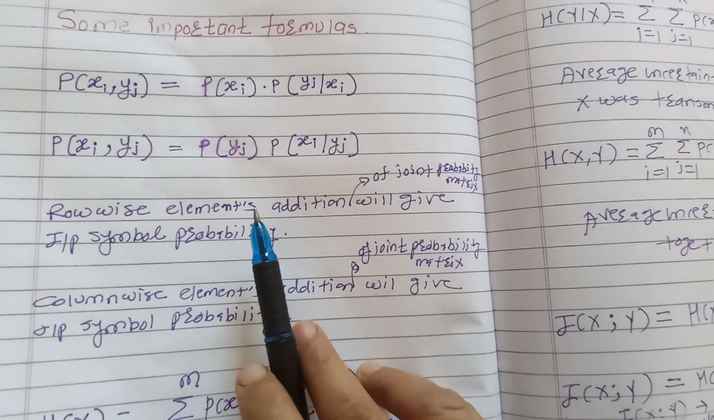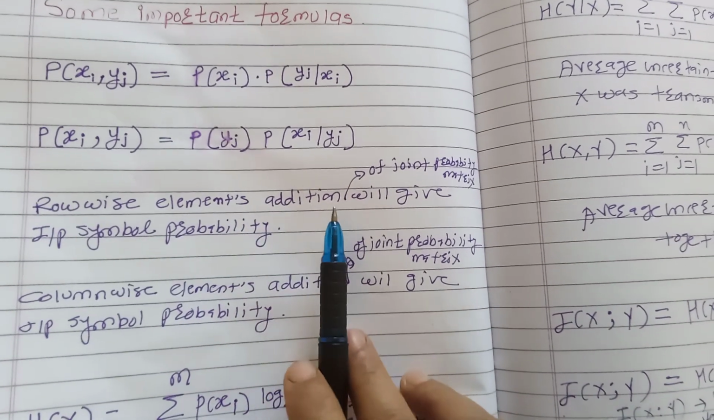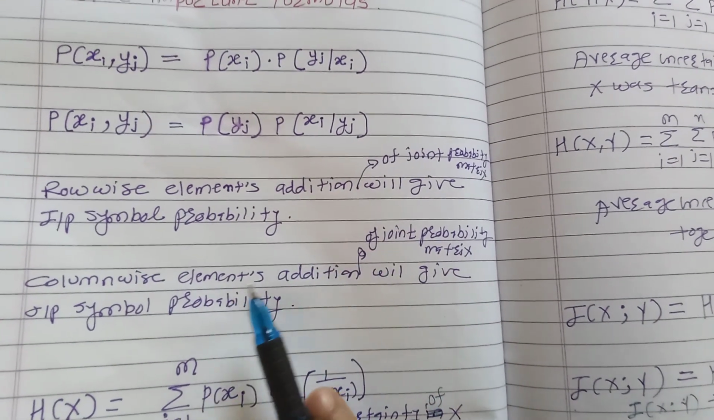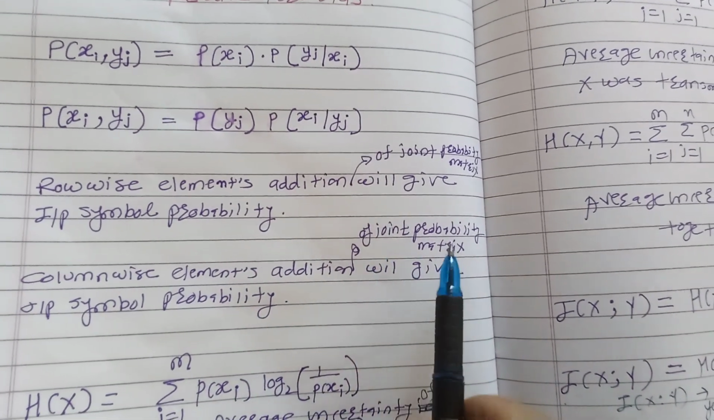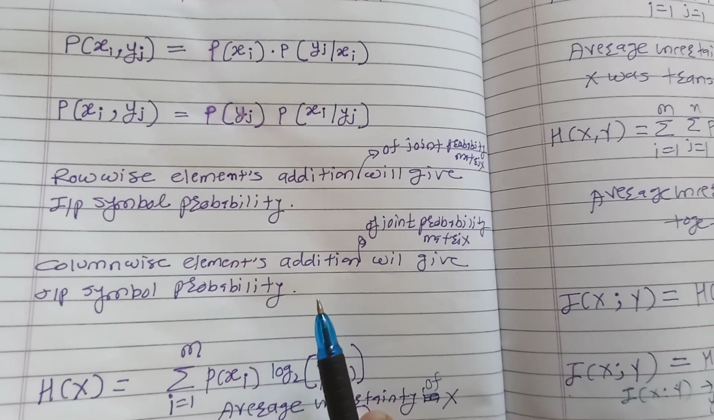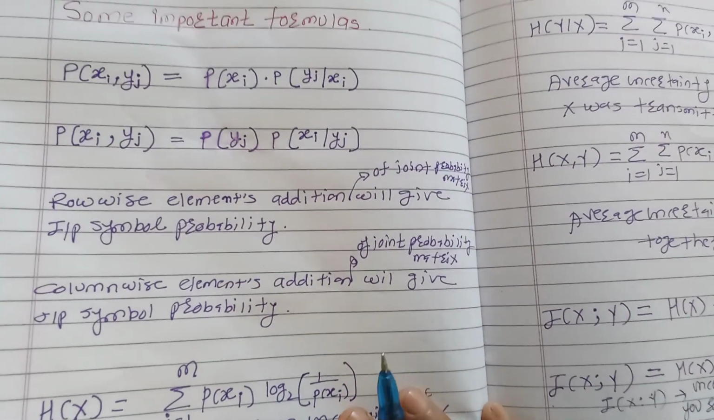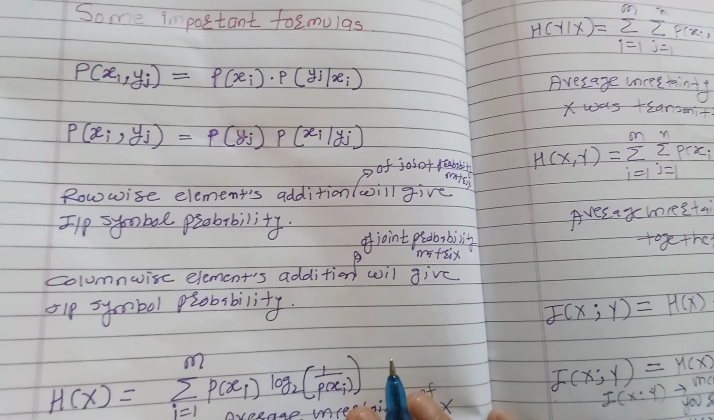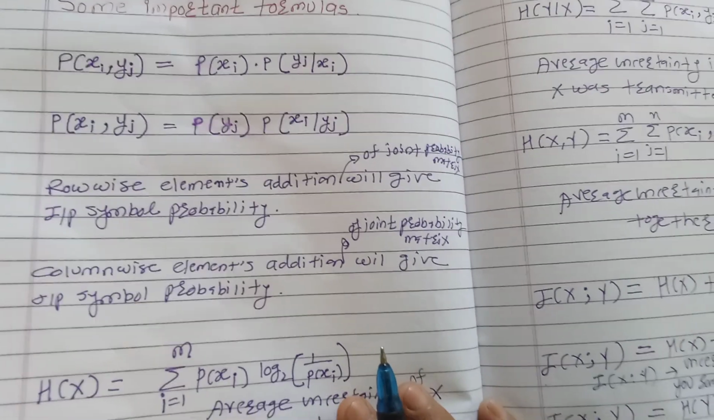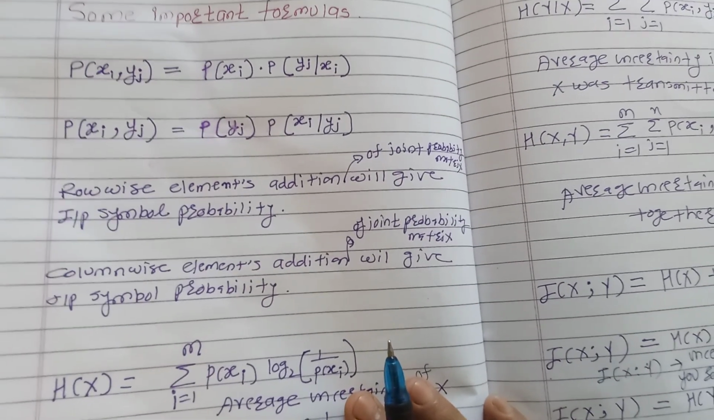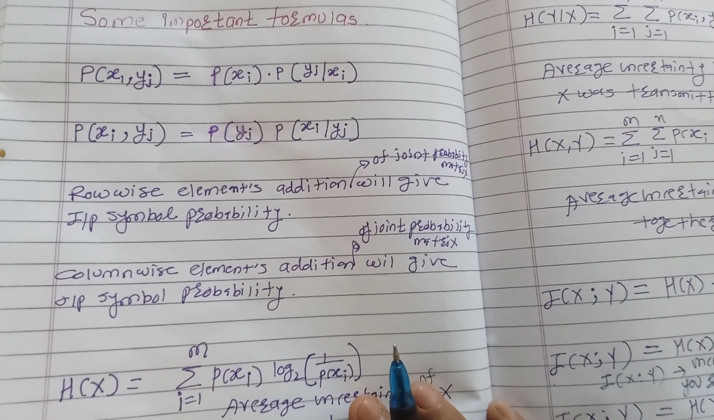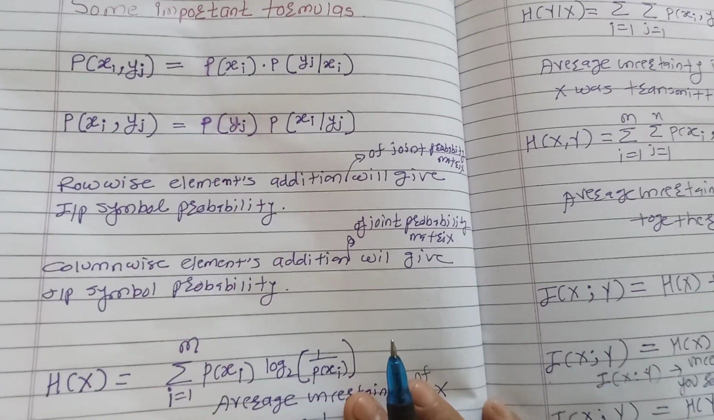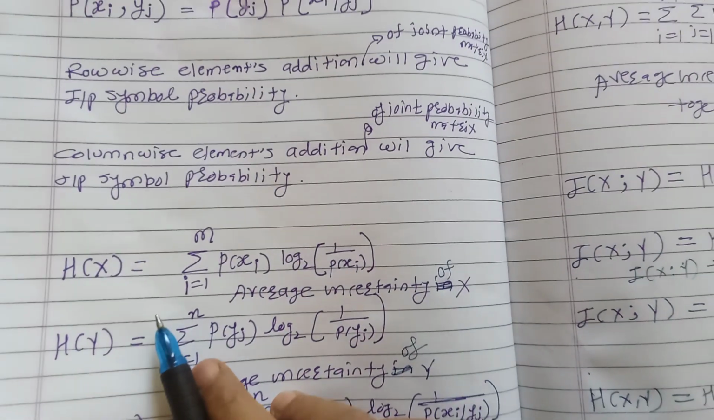Another important point is that row-wise addition of elements of the joint probability matrix will give the input symbol probability, and column-wise addition of elements of the joint probability matrix will give the output symbol probability. This is important when you're solving problems on computing the different types of entropies and mutual information, as well as when you do problems on computing the capacity of the channel.